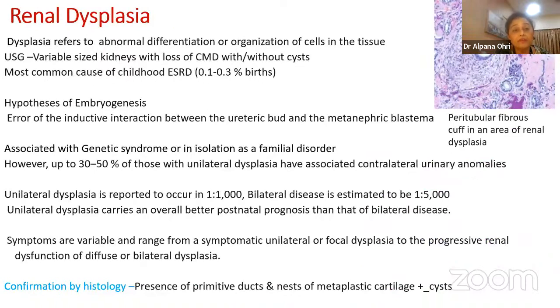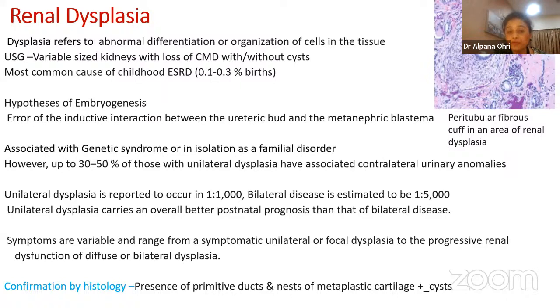Renal dysplasia refers to abnormal differentiation or organization of cells in the tissue. And sonographically, it is characterized by variably sized kidneys with loss of CMD with or without cysts. It is one of the most common causes of childhood ESRD and reported in up to 0.1 to 0.3% of live births. The hypothesis for renal dysplasia is error of the inductive interaction between the ureteric bud and the metanephric blastema. Renal dysplasia is often associated with genetic syndromes or may occur in isolation as a familial disorder.